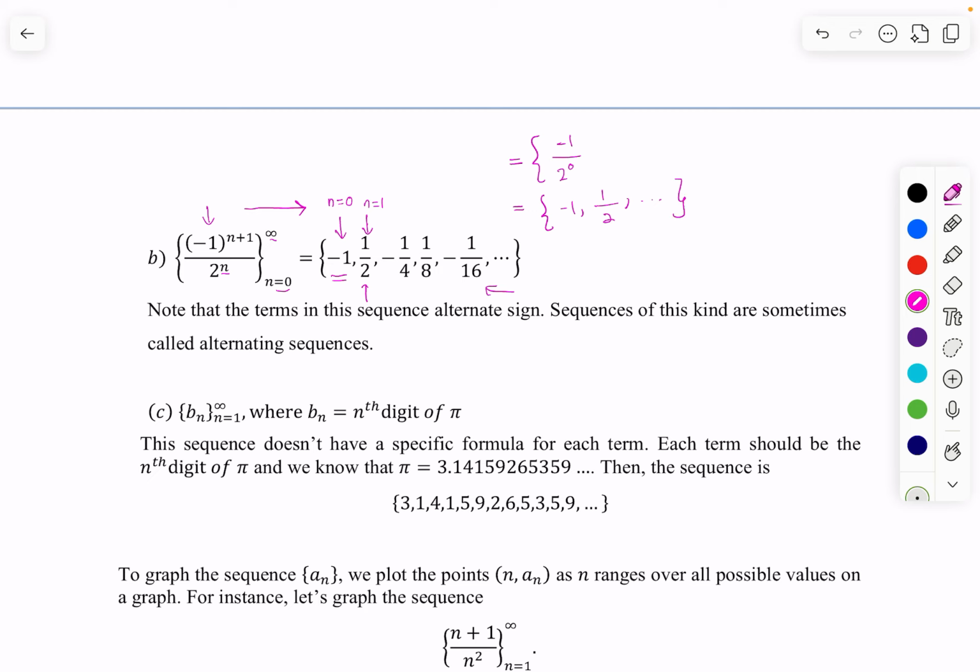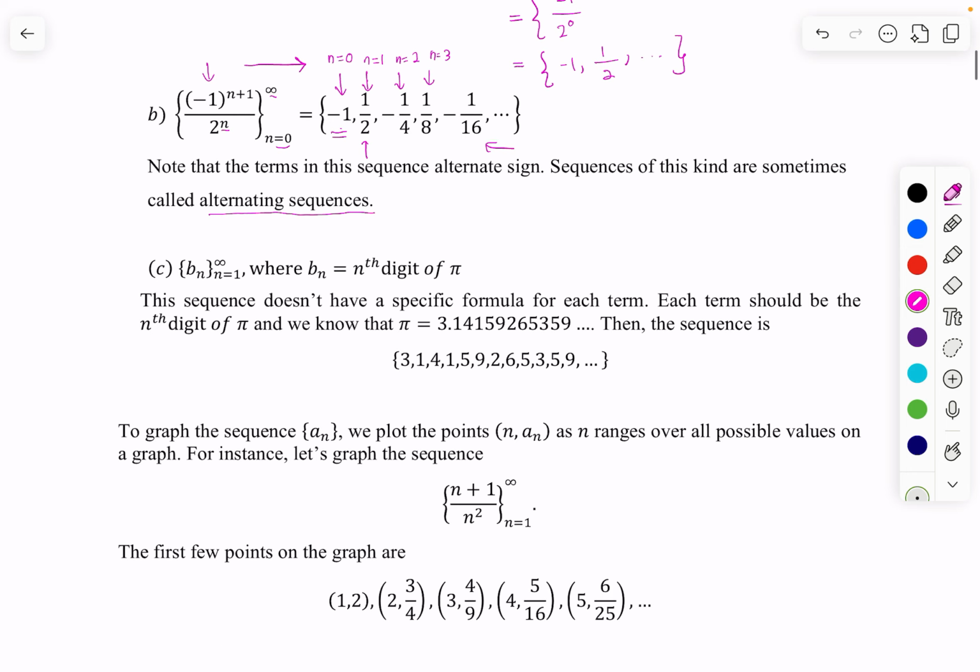If you look at these expanded versions of the sequence, you can see that it starts with a negative number, negative 1. And then the second term is a positive number, 1 over 2. And the third term, when n equals 2, is negative 1 over 4. The fourth term, when n equals 3, is a positive number, 1 over 8. This is what we call an alternating sequence, because the value alternates from negative to positive, and then negative to positive, and so on. So we call this sequence an alternating sequence.